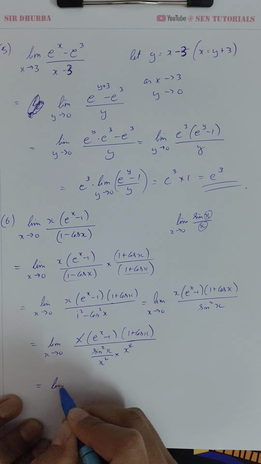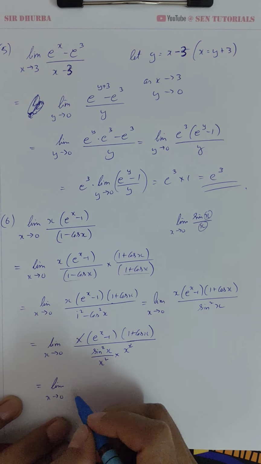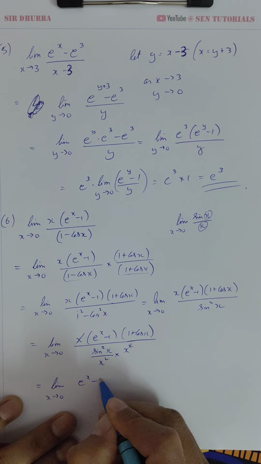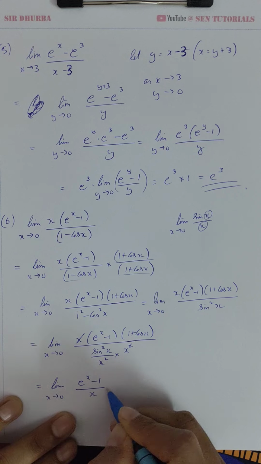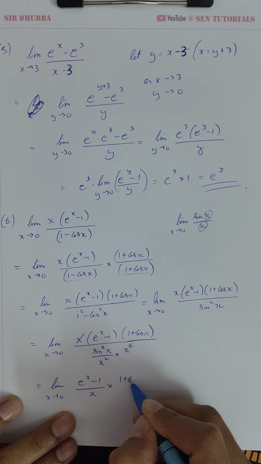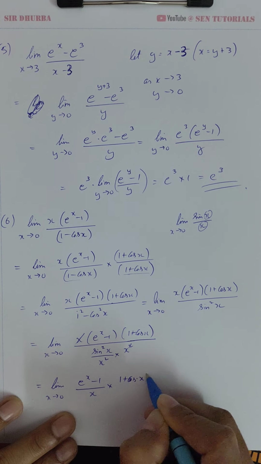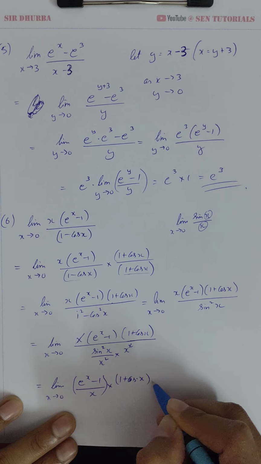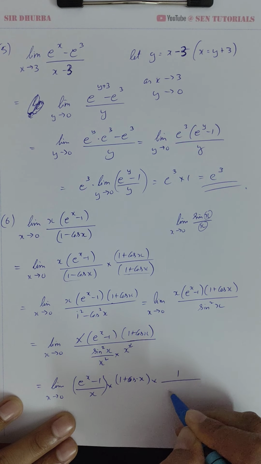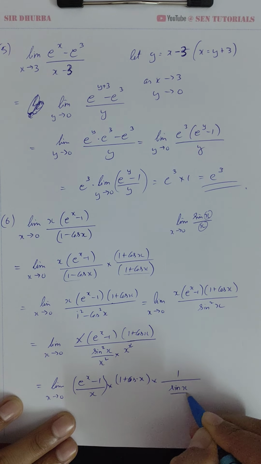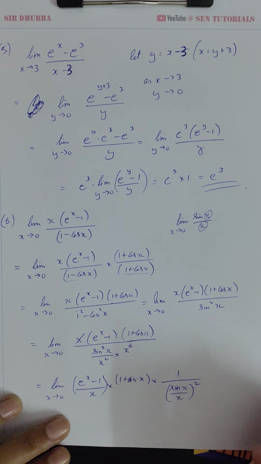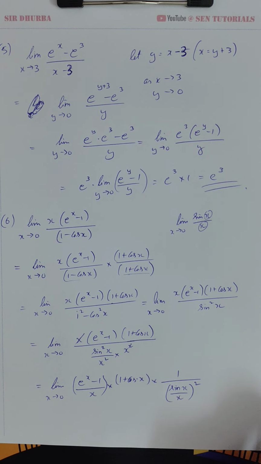So that will be limit as x tends to 0. Time to arrange: (e power x minus 1) by x, into, anyway, we will write one more step later on, 1 plus cos x into, below it, sine x by x. We can write this as a whole square, no problem, right?